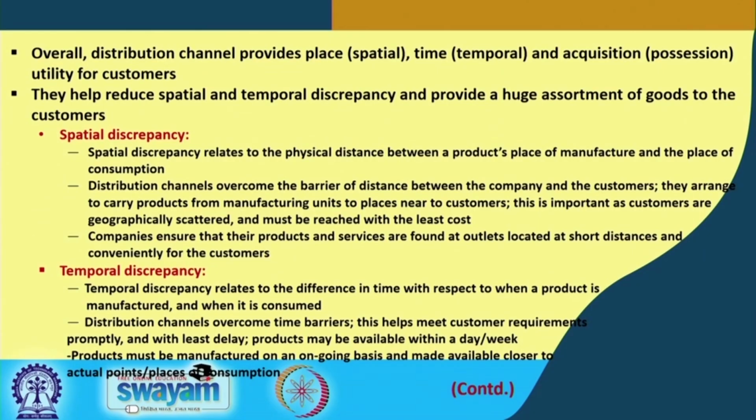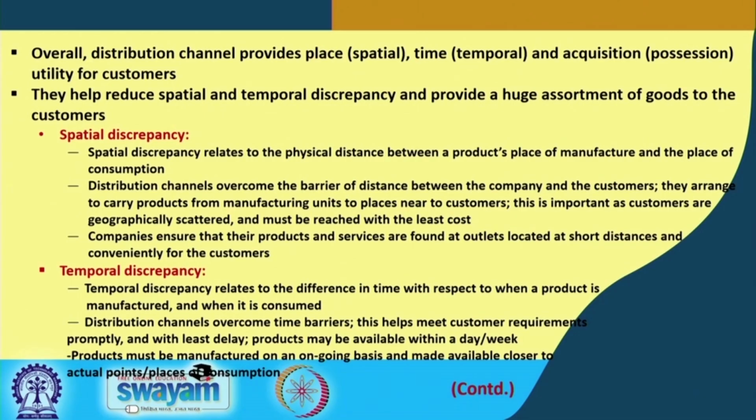Now, overall distribution channels provide place, time and acquisition utility for customers. We discussed this in the previous slide as well, that the channel members provide for place, time and acquisition utility. So, let us discuss this a little more. Now, when we talk about place utility, what we are trying to talk of is something which is spatial discrepancy. Spatial discrepancy relates to the physical distance between a product's place of manufacture and the place of consumption by the consumer.